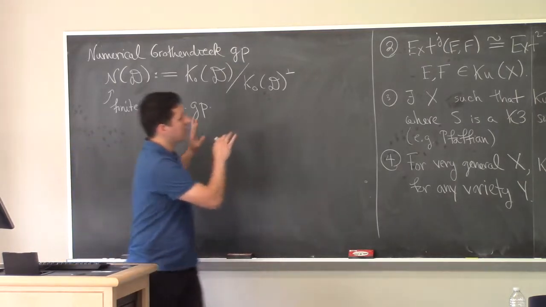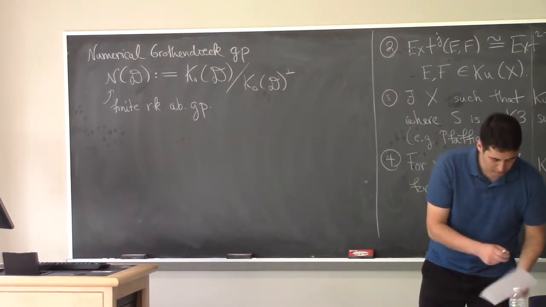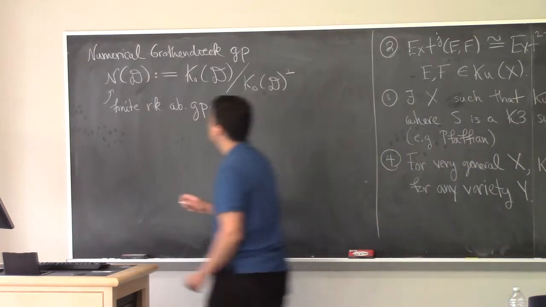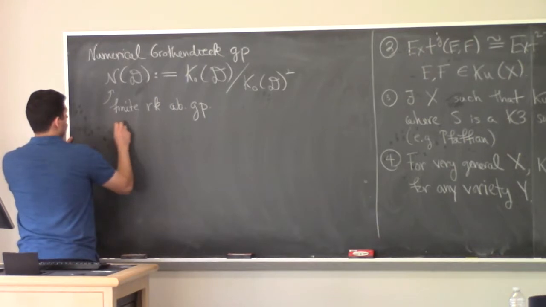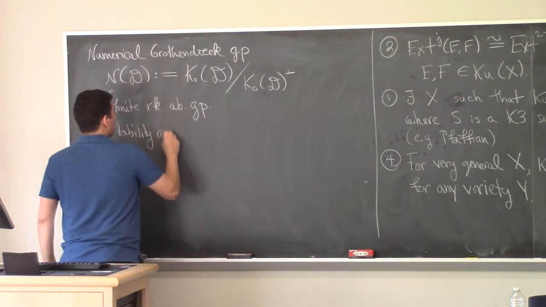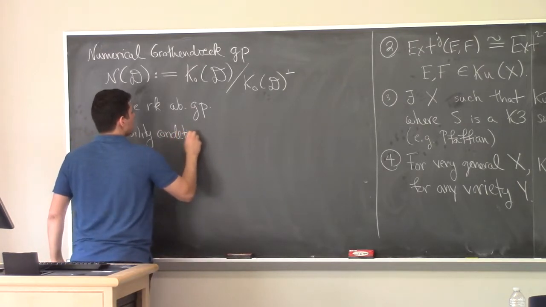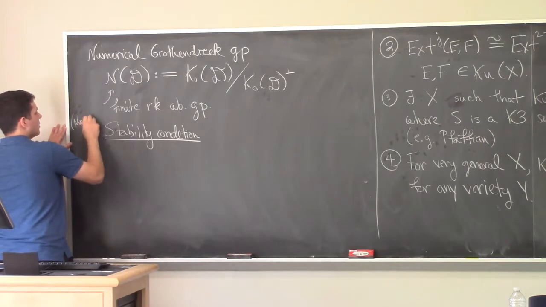Okay, so this is the starting point to tell you what a Bridgeland stability condition is. Let me define it for you, or at least roughly define it. So, a stability condition. More precisely, what I'm going to define for you is what's called a numerical stability condition.